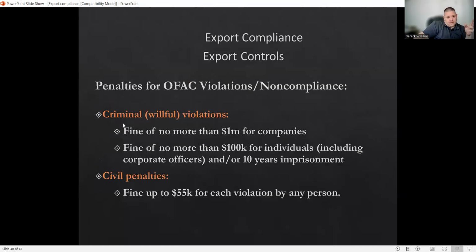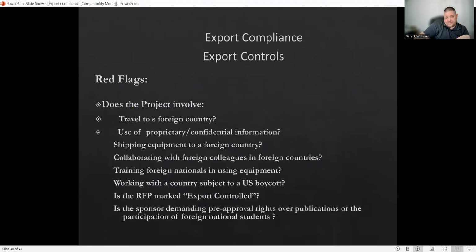Penalties for OFAC, again, talking willful, a fine of no more than $1 million for companies, a fine of no more than $100,000 for individuals, including corporate officers, and up to 10 years in prison. A fine of $55,000 for each violation by any person can be assessed civilly. So that's the scary slide. A lot of people see that and say, oh my gosh, what are we going to do? Again, we're focused on the willful violators there. That doesn't mean that you don't need to have controls. It just means that you're going to be looked at differently if you are selling secrets than if somebody's sending emails and doesn't know that they're not supposed to.